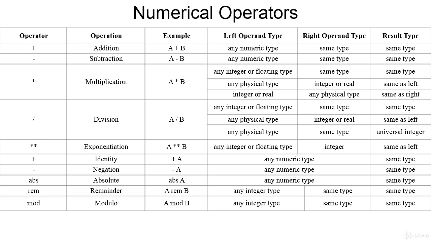The table here shows an example of the operator, A, for instance, A plus B. The left operand can be any numeric type. The right operand must be the same type, and the result is the same type as well. I wanted to also point out that for the multiplication operator, you can have an integer multiplied by an integer, or a floating point multiplied by the same type, or any physical type multiplied by an integer or real, or any integer or real multiplied by any physical type.